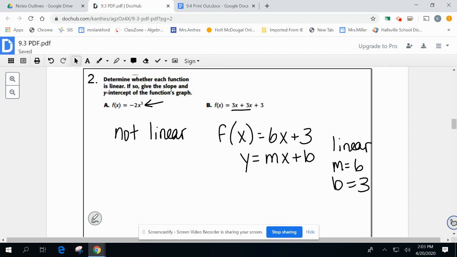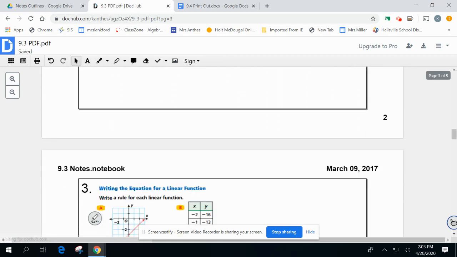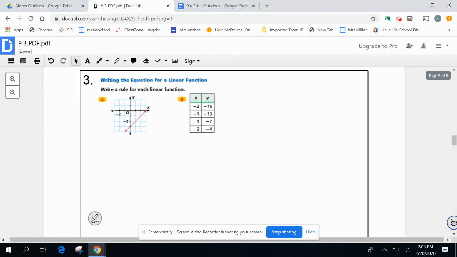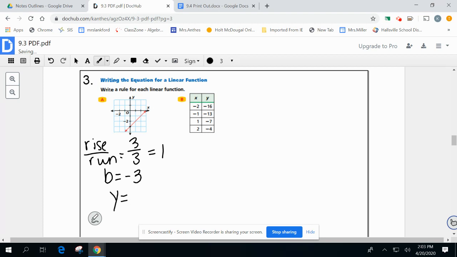Okay, on number 3, we are going to write an equation for this graph. I need to find the slope first. So if I just look at rise over run, I can use going up 3 and over 3 to get to those points. So 3 over 3, which equals 1. And then I need to look for my y-intercept. So that is right there. So b equals -3. So if I put that together, I would have y equals 1x minus 3. And then I don't really need that 1 in front of x. Remember, it's not necessary. So that would be my final equation.